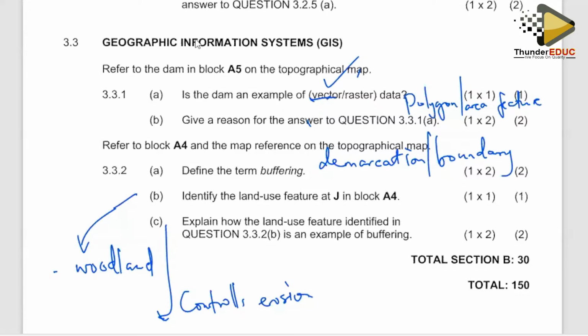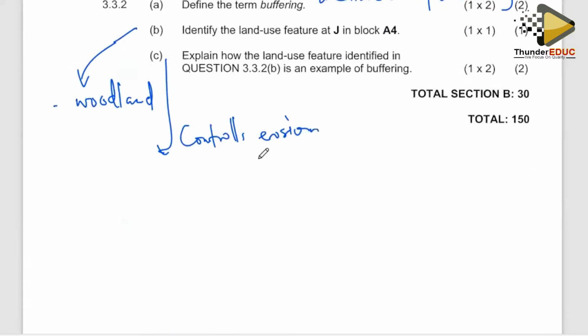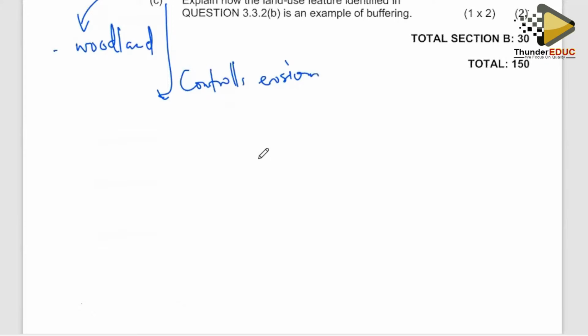We know well that the river banks are most likely to be eroded, but because of the boundary that has been instituted, the tree roots from the woodland are going to bind the soil and act as a control measure to erosion. And also why? It protects water quality. We need to put a buffer to protect our water quality.